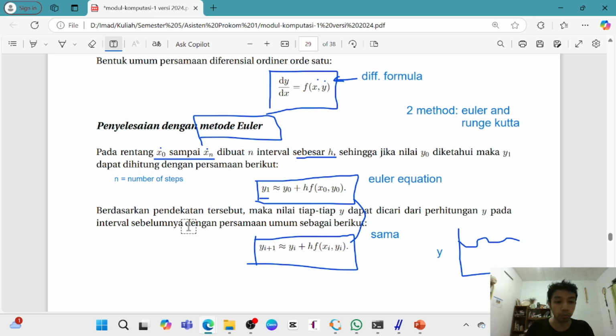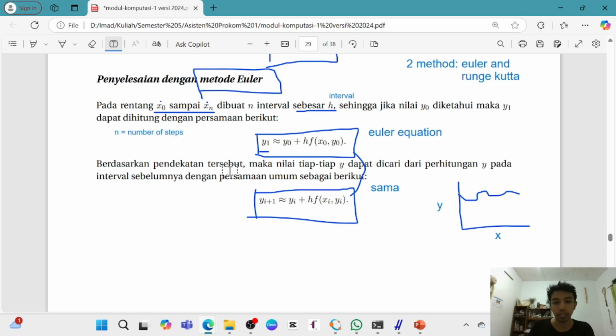We use it in a for loop, as always. Then we have h, which is the interval. Interval is h. Then we have y0, the starting y. Then we have the rest, like this.